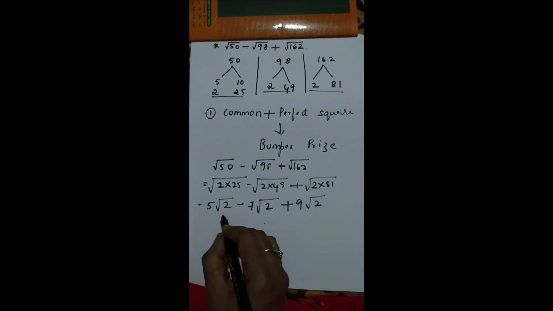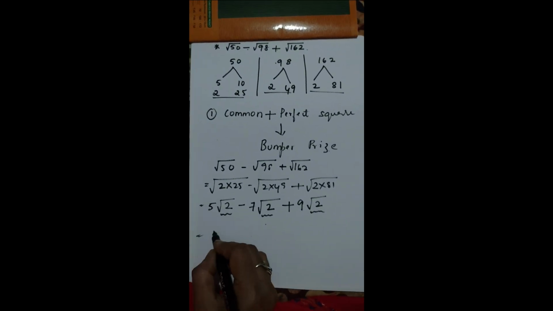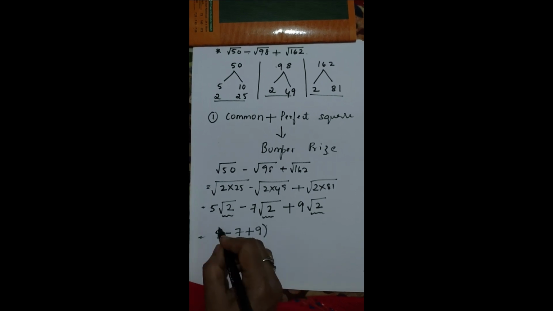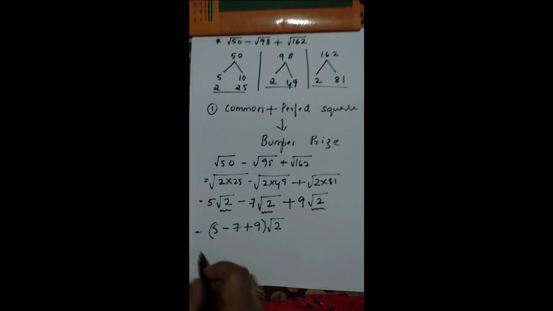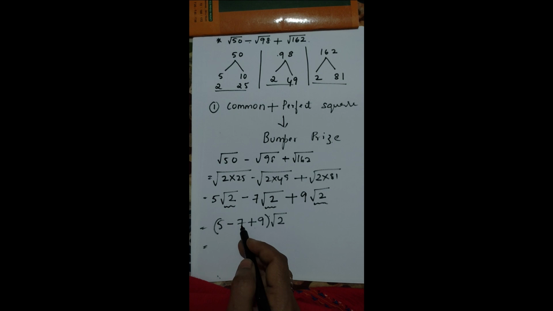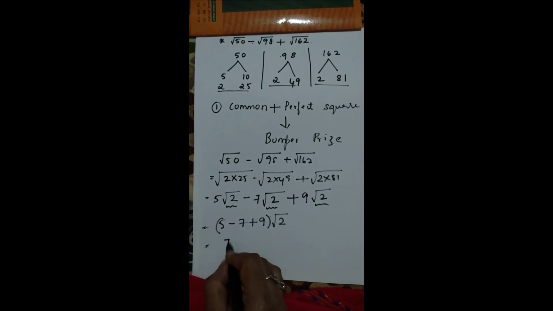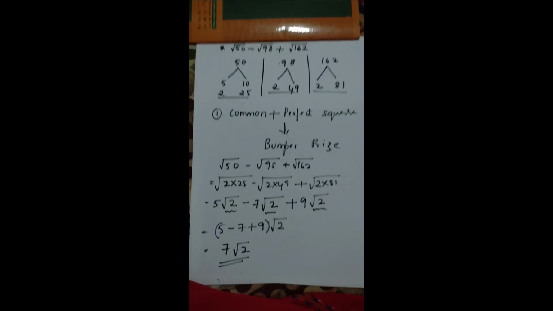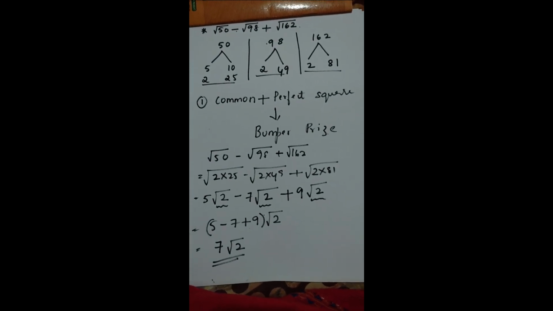So now we got all the roots same. Now 5 minus 7 plus 9, take root 2 out and write it. What is the answer for 9 minus 7? 2. Then 2 plus 5, 7 root 2. This is the answer. Very simple.